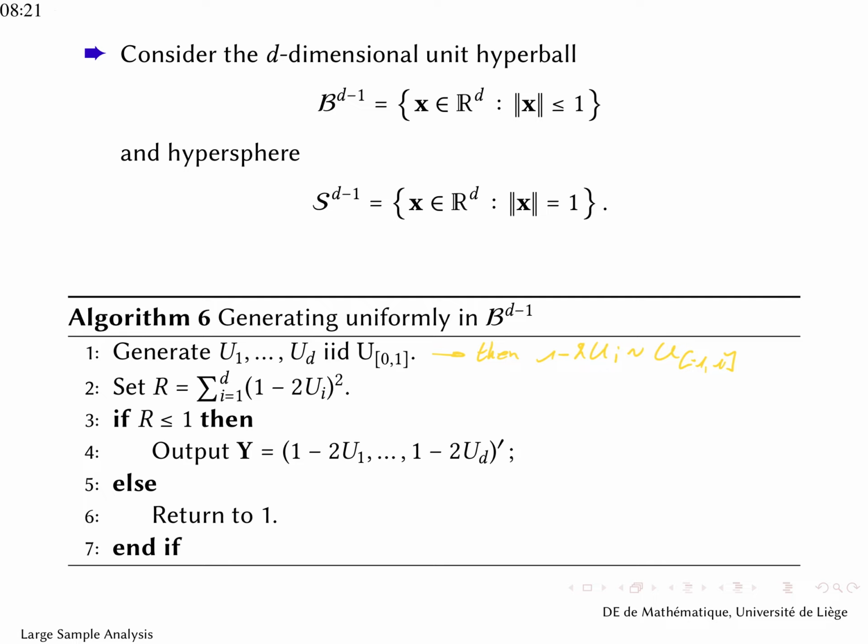We then set R as the sum of (1 minus 2u_i) squared, so this is the norm squared. Hence it gives me the distance between my transformed observations 1 minus 2u and the origin. If this R value is smaller or equal than 1, then we know we are within the unit hyperball, and then we output this vector. If not, if R is larger than 1, that means we fall outside the unit hyperball and we return to step 1.